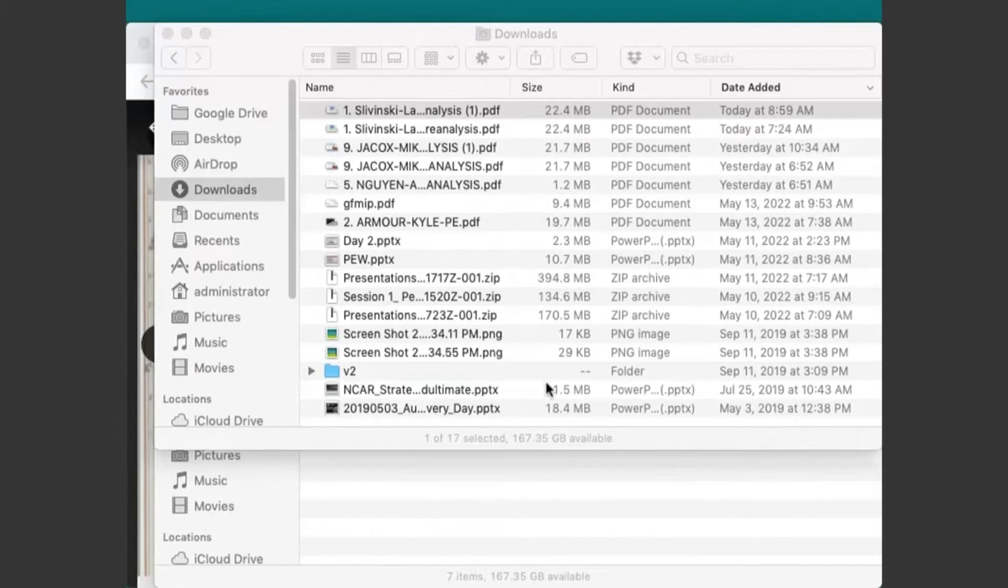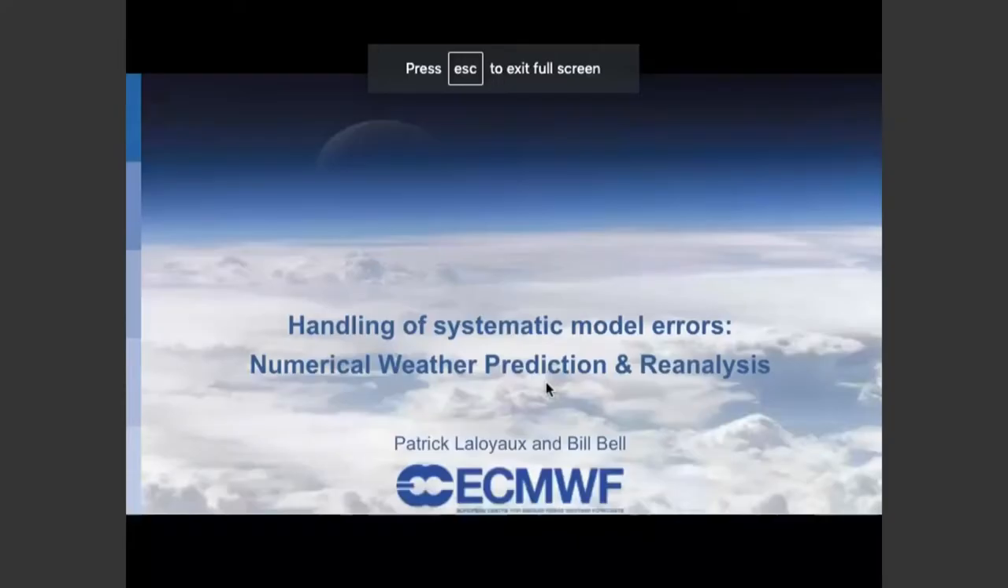Okay, thank you, Laura, and good morning, everyone. I've been working for the past few years now on data assimilation methods to handle model biases. Initially, I've been doing that for numerical weather prediction. And recently, with Bill Bell from Copernicus, we started to work together to see how we can apply that kind of method for reanalysis.